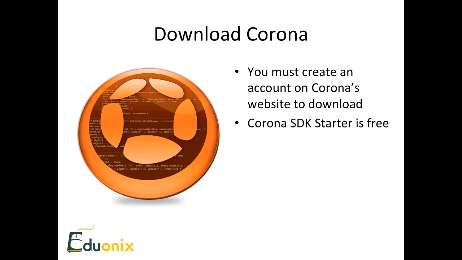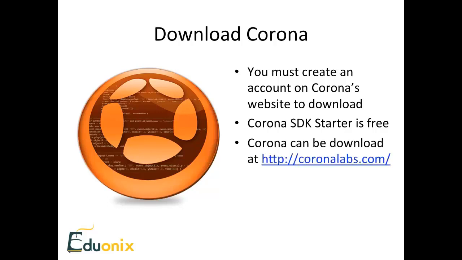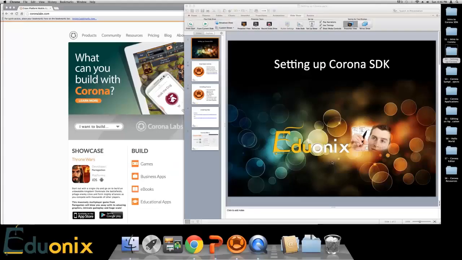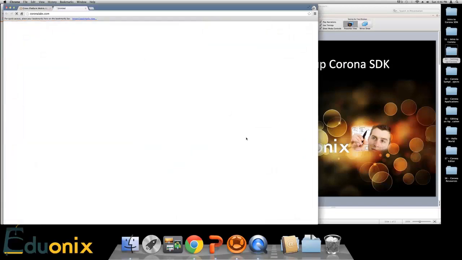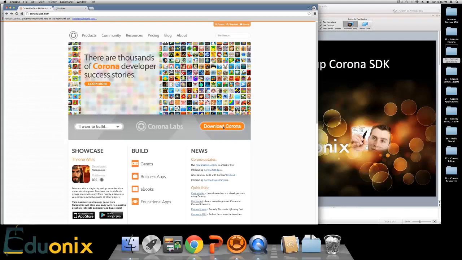What we'll be downloading is the Corona SDK Starter Edition. If you want the additional features, you'll have to look into the basic and pro editions of the software. So we're going to go ahead and go to their website, coronalabs.com. And once you're on the site, there should be a link to download Corona.